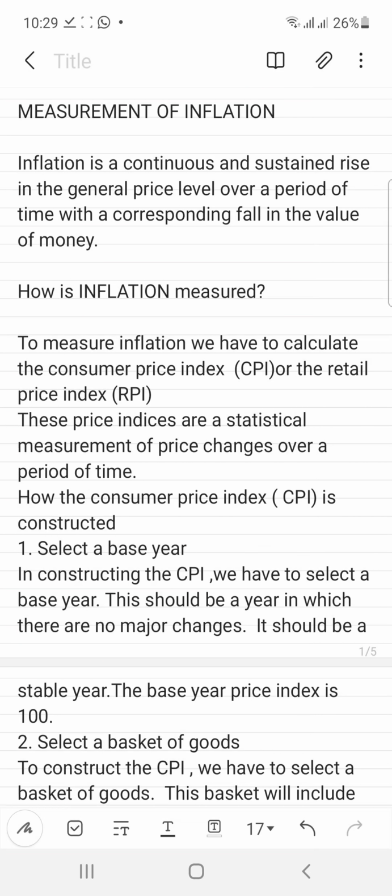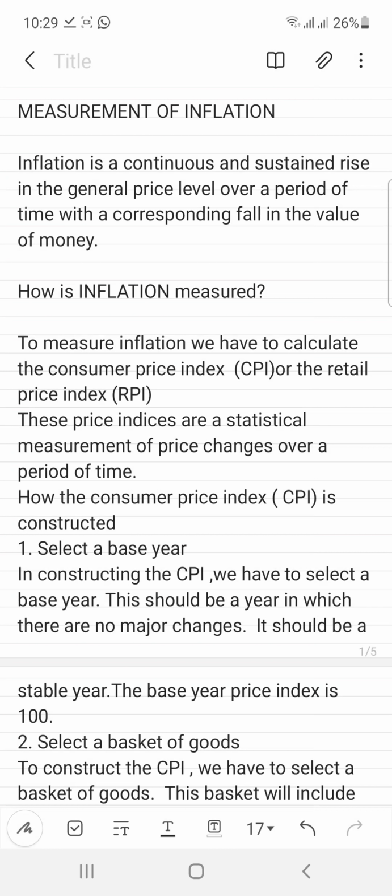So before starting with the measurement of inflation, let us consider the definition of inflation itself. Inflation is a continuous and sustained rise in the general price level over a period of time with a corresponding fall in the value of money, which means that inflation occurs when prices in general in the economy are rising.